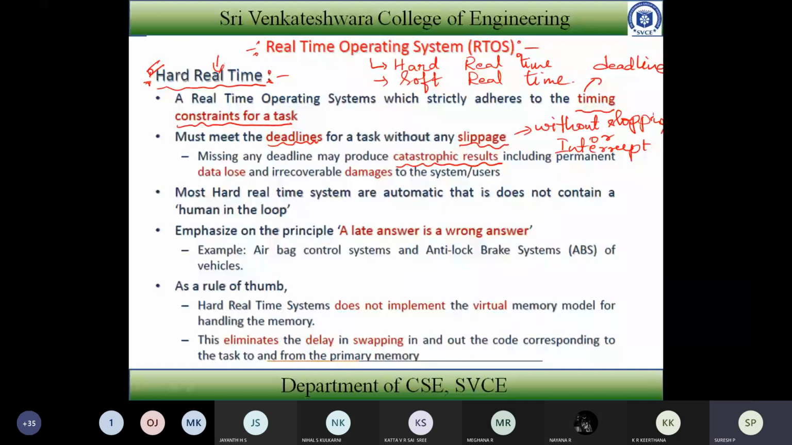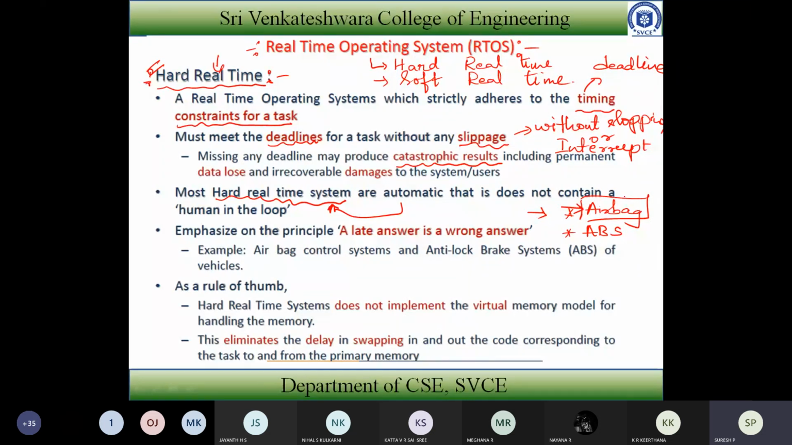Now, most of the time, what will happen? Hard real-time systems are automatic. If you take a hard real-time system, it will be designed for automatic operation. For example, the operating system you are going to use in an airbag is the best example we can take, or the automatic braking system, ABS, the anti-lock braking system.